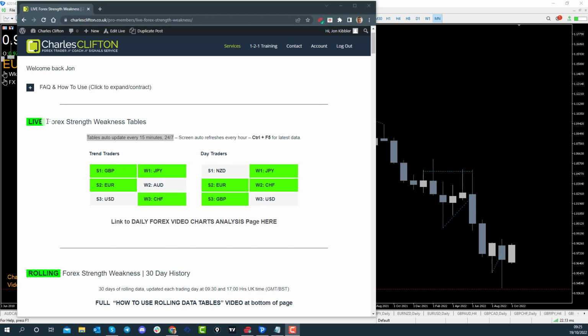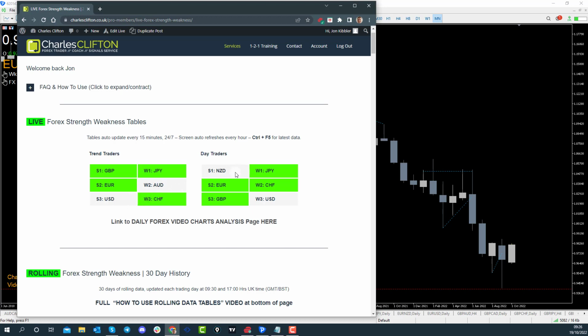Here you can see in front of you the live Forex strength and weakness tables. We have two types of tables that you can take a look at: the trend traders table and the day traders table. These are the same studies but just different time frames. Our trend traders is our higher time frame and the day traders is the lower time frame. You can see here some of the currencies are highlighted in green. That means there is a confluence between the two trading timeframes.